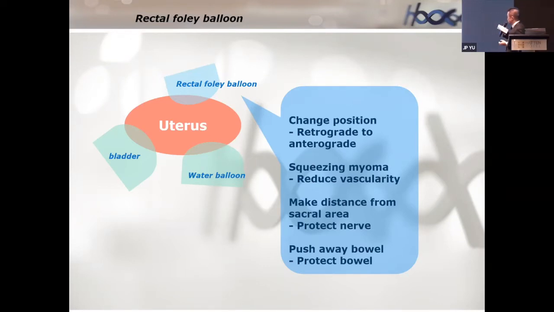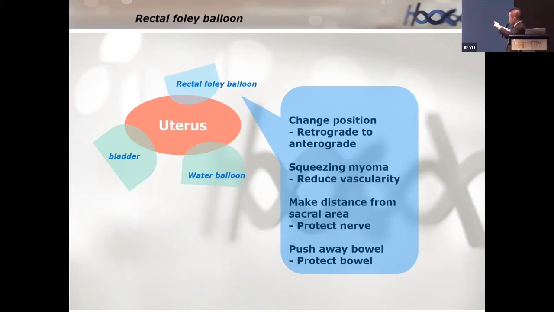In this situation, we put the rectal Foley balloon in the rectum and inflate it, and we can change the uterus from retroverted to anteverted. So we can treat it easily. And we can squeeze the myoma. We are familiar with chemical contraction: when we treat uterine fibroid or adenomyosis, we usually treat with oxytocin. With the Foley balloon, we add mechanical squeezing to chemical squeezing, making even more squeezing.